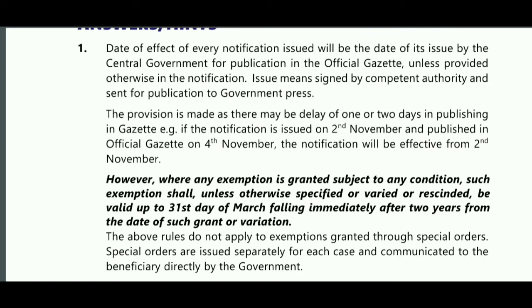However, where any exemption is granted subject to any condition, such exemption, unless otherwise specified or varied or withdrawn, shall be valid up to 31st day of March falling immediately after 2 years from the date of such grant or variation. The above rules do not apply to exemptions granted through special orders. Special orders are issued separately for each case and communicated to the beneficiary directly by the government.